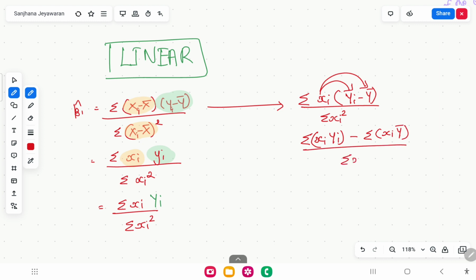Okay, I hope you all got this part. How did I get that? This xi multiplied by this is this. Then if I multiply xi with this, then it's minus this. Okay. This can also be written as sigma xi yi divided by sigma xi square minus sigma xi y bar divided by sigma xi square.